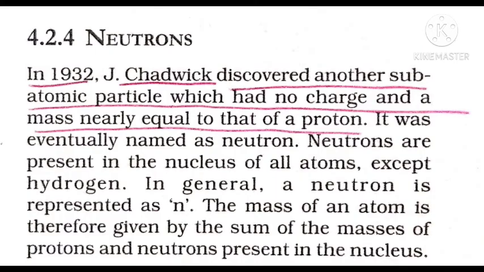Neutrons. In 1932, J. Chadwick discovered another subatomic particle which had no charge and a mass nearly equal to that of a proton. It was named the neutron. Neutrons are present in the nucleus of all atoms except hydrogen. In general, a neutron is represented as n, small n. The mass of an atom is therefore given by the sum of the masses of protons and neutrons present in the nucleus.